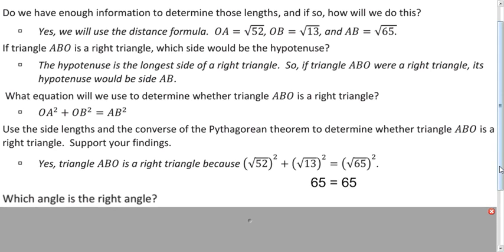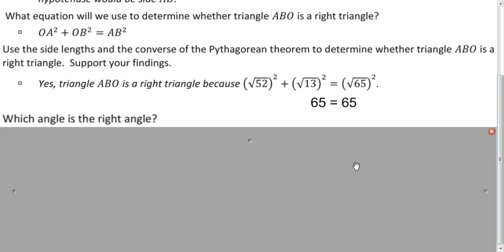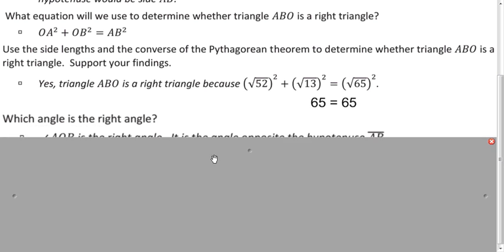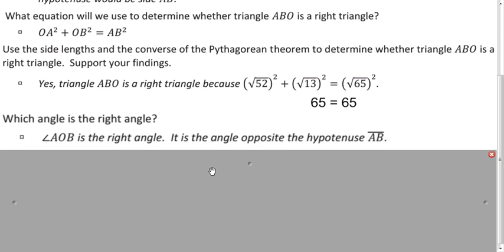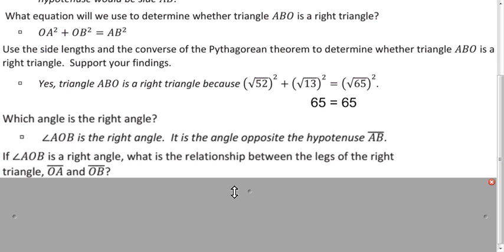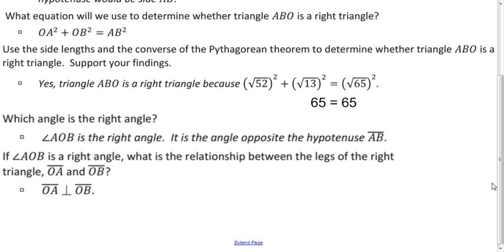So which angle would be the right angle? Well, it would have to be the angle that's centered at the origin, angle AOB. It's opposite hypotenuse AB. And since we have a right angle, what can we say about the legs? How are they related to each other? Well, it's a right angle, so they have to be perpendicular to each other.